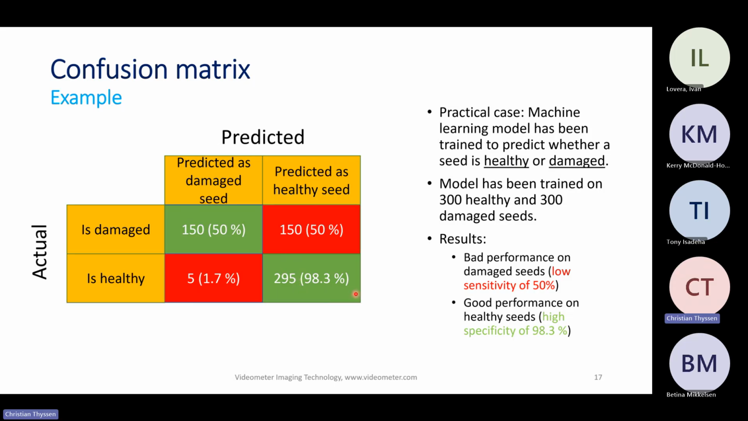So from this table, you can observe that the model has bad performance on damaged seeds because it has a low sensitivity of 50%, but it has a good performance on healthy seeds. The story here is then that we need to look further into why it has such a hard time classifying the damaged seeds. It's obviously doing quite well when we present it with a healthy seed, but we need to do more work on actually finding the difference between the damaged and healthy seed.